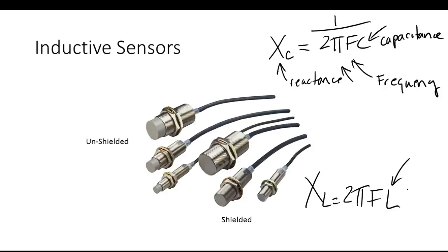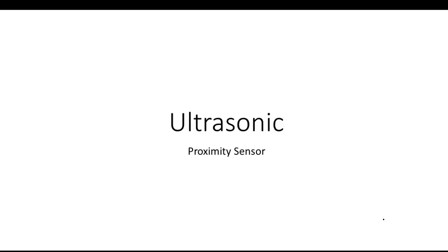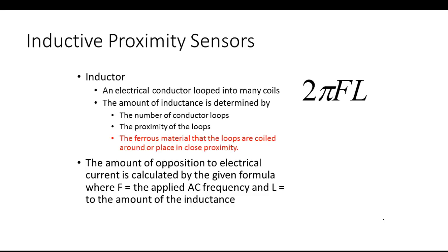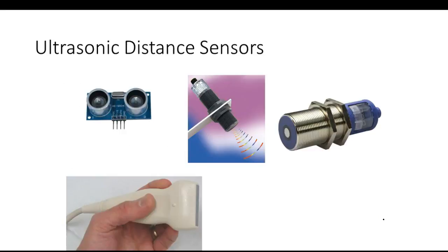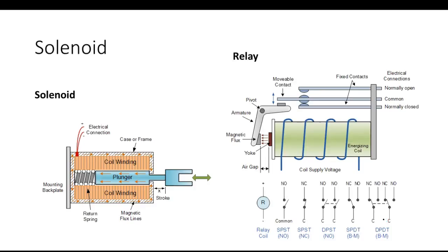So this is what a motor has right here. A motor has a what? Yeah, got an L. That's what a coil of wire is. So there's the inductive proximity sensors we went over way back.